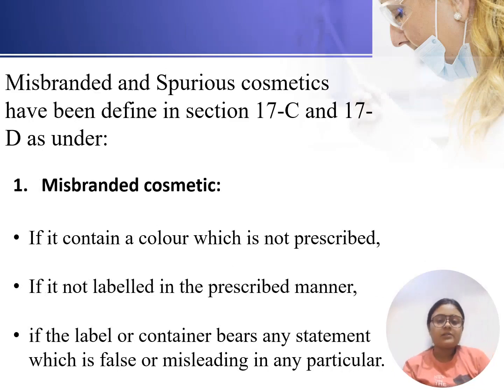So, misbranded and spurious cosmetics have been defined in Sections 17C and 17D. Misbranded cosmetics are those that contain a color which is not prescribed, are not labeled in the prescribed manner, or whose label or container bears any statement which is false or misleading in any particular.